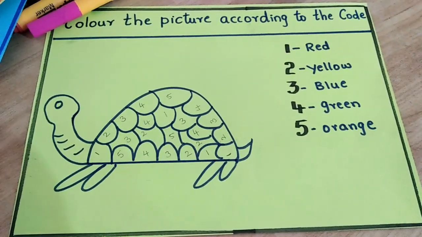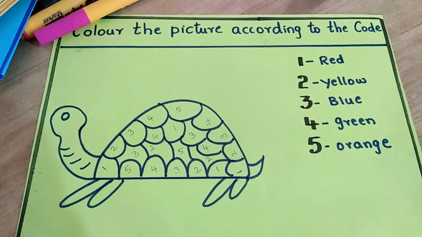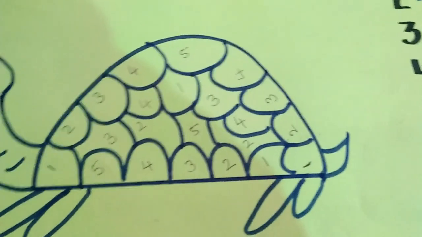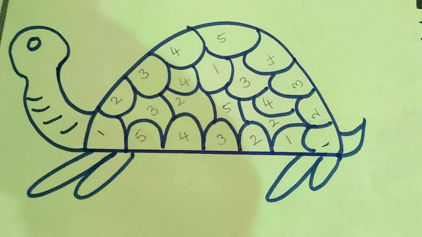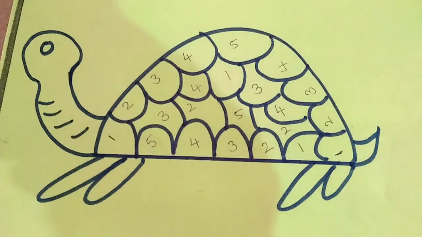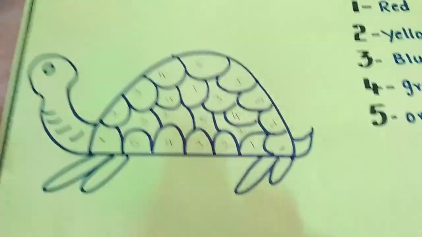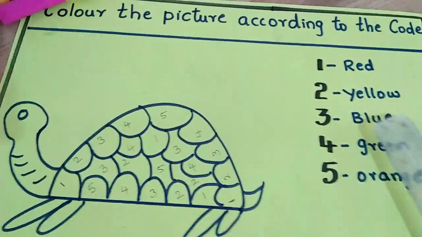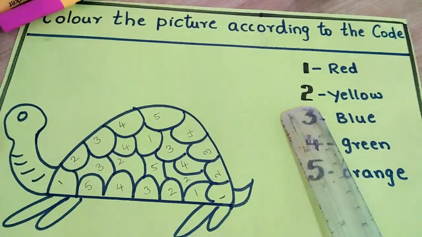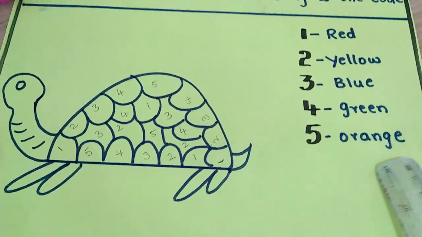You can see on the screen, this is an activity where the child has to color the picture making use of the code. You can see a tortoise figure on the sheet, and in the blocks you can find some numbers written. So the child has to be guided. Using the codes, that is, number 1 should be colored with red, number 2 yellow, number 3 blue, number 4 green, and number 5 with orange.